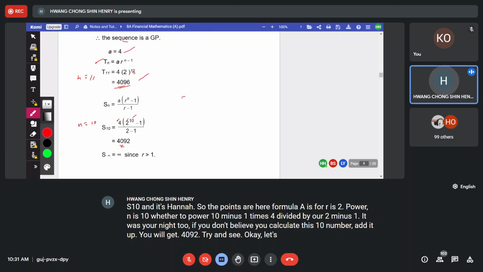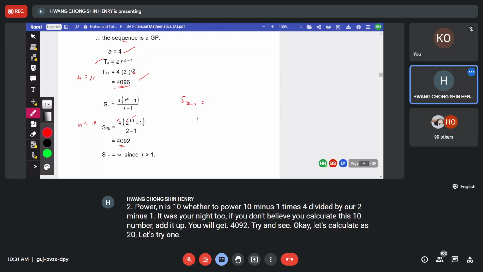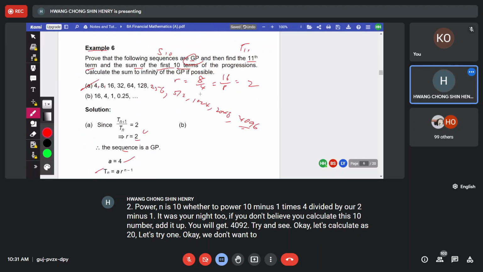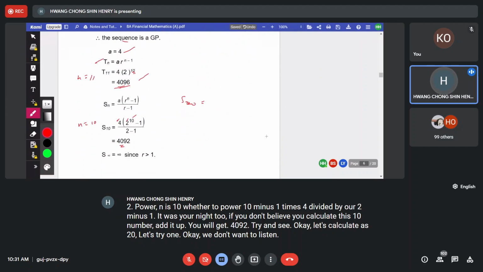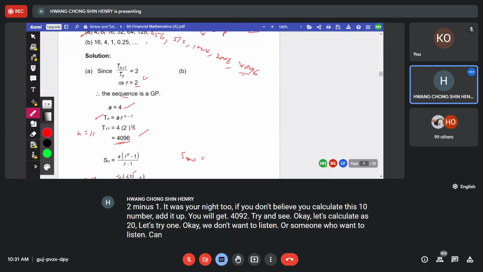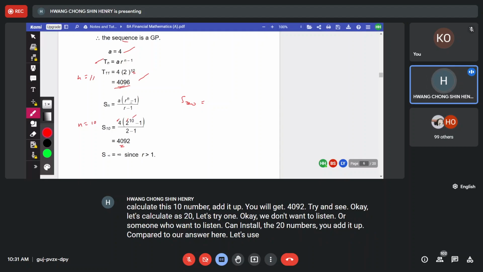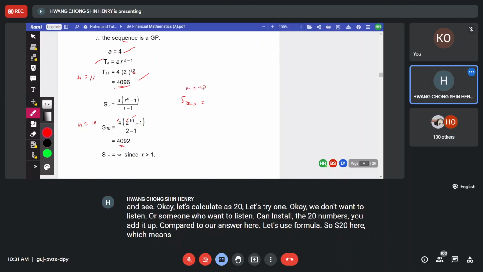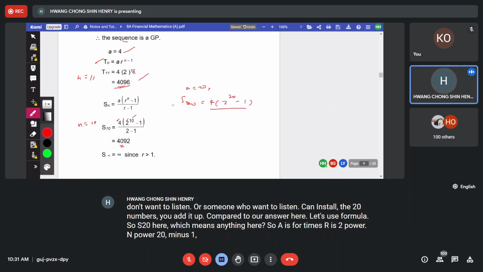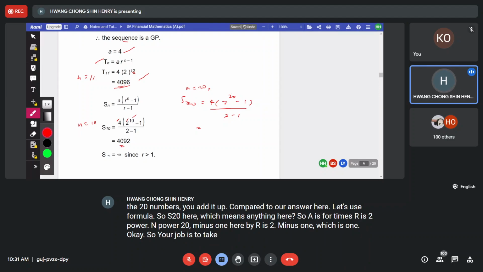Okay, let's calculate S20. Let's try one. We don't want to list down, or someone who wants to can list down the 20 numbers, add it up, and compare to our answer here. Let's use the formula. So S20 means that N is 20. A is 4 times R is 2, power N, power 20, minus 1, divided by R, 2 minus 1, which is 1 now. So your job is to take 2 power of 20, then you minus 1.